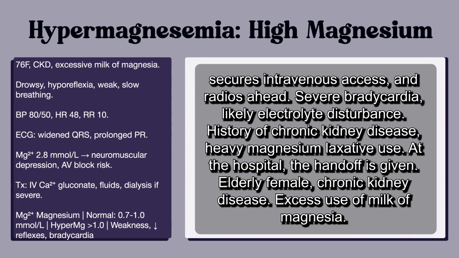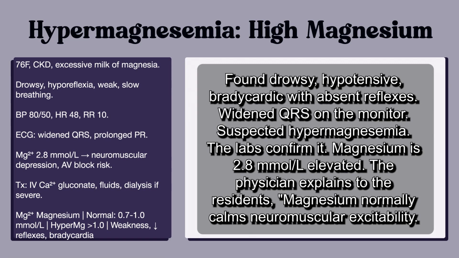Severe bradycardia, likely electrolyte disturbance. History of chronic kidney disease, heavy magnesium laxative use. At the hospital, the handoff is given. Elderly female, chronic kidney disease. Excess use of milk of magnesia. Found drowsy, hypotensive, bradycardic, with absent reflexes. Widened QRS on the monitor. Suspected hypermagnesemia. The labs confirm it. Magnesium is 2.8 millimoles per liter, elevated.